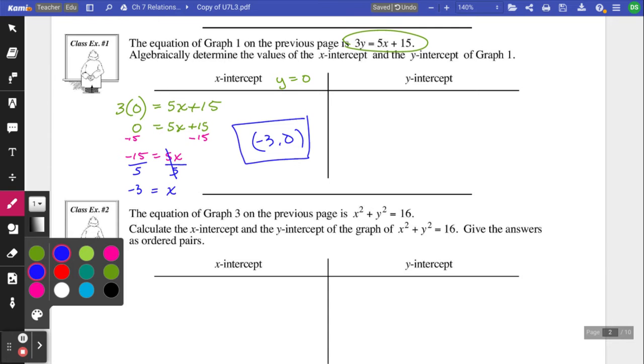You with me? Are you okay on how we did that? All right, because you're going to have to do this algebraically. Okay, why are we having a conversation?